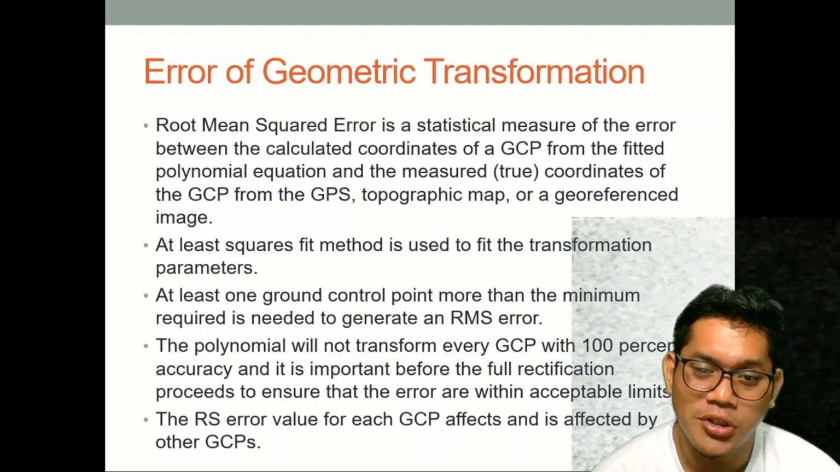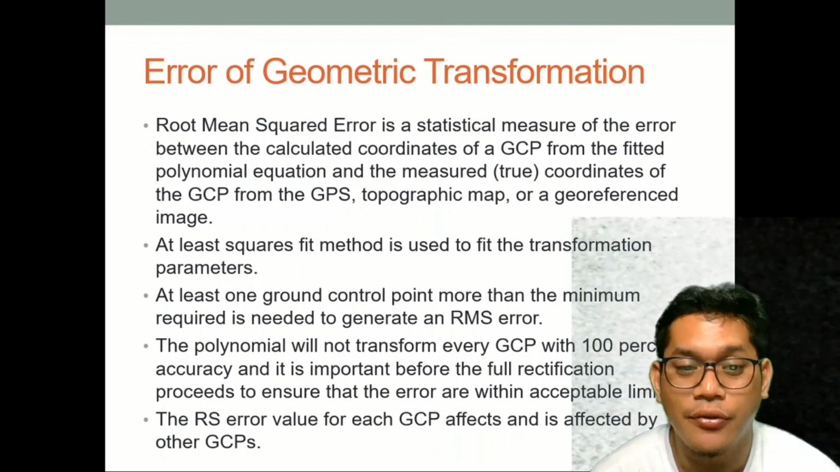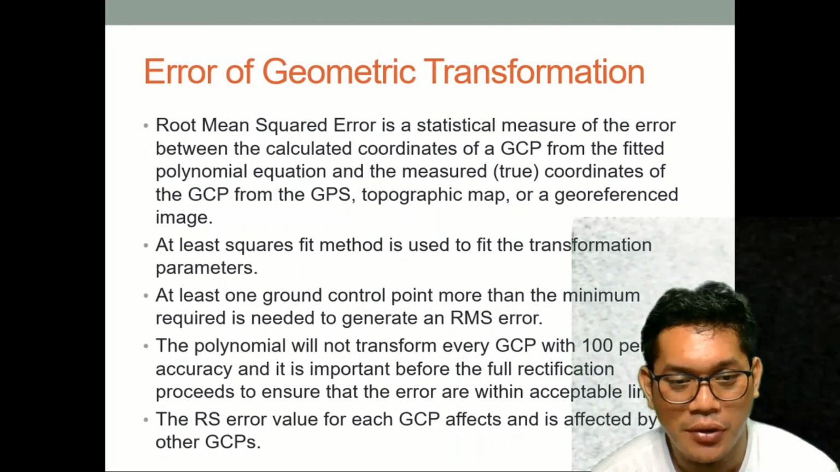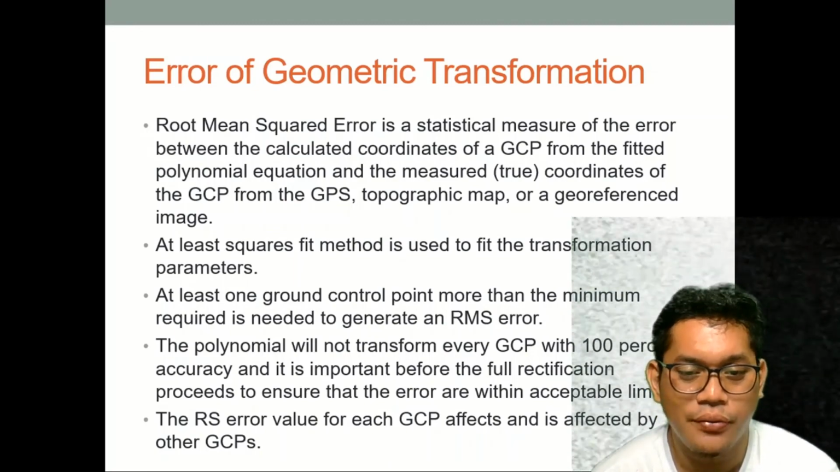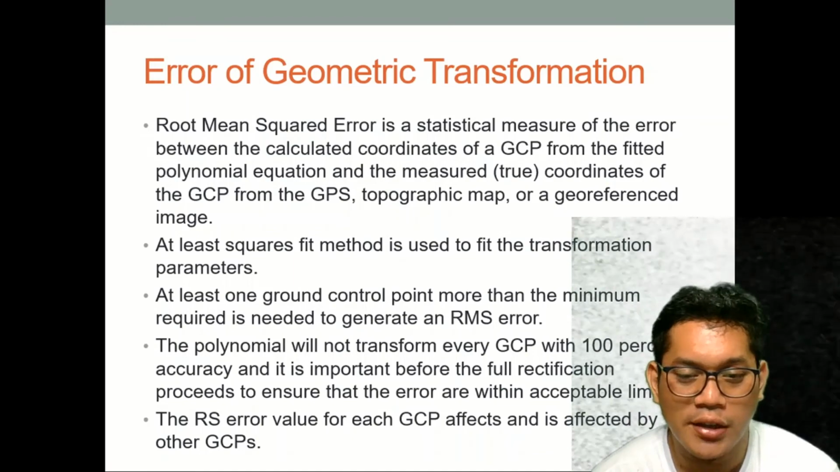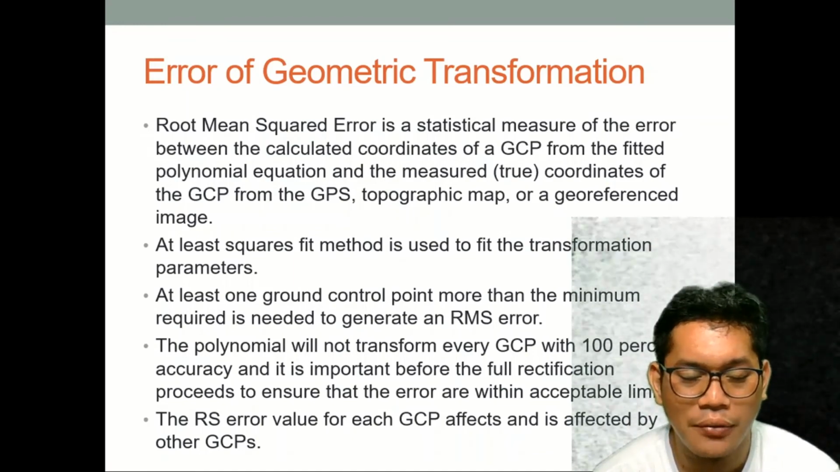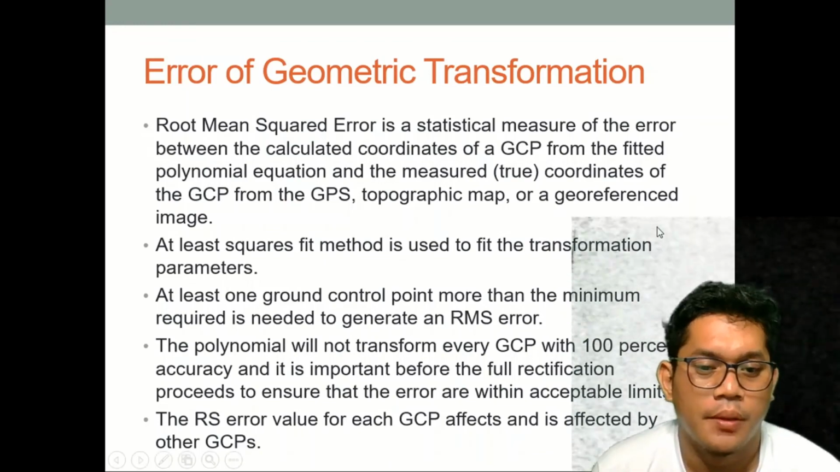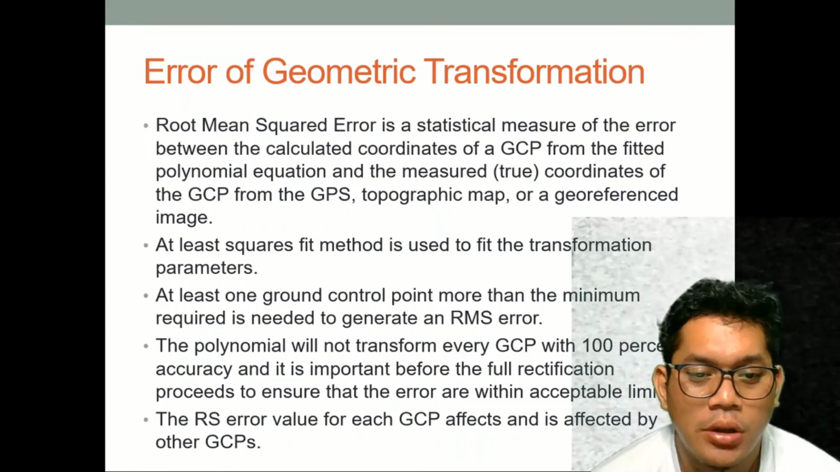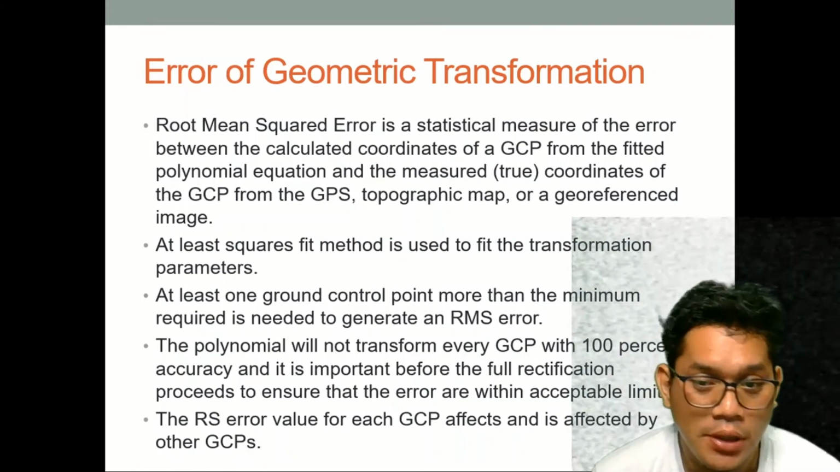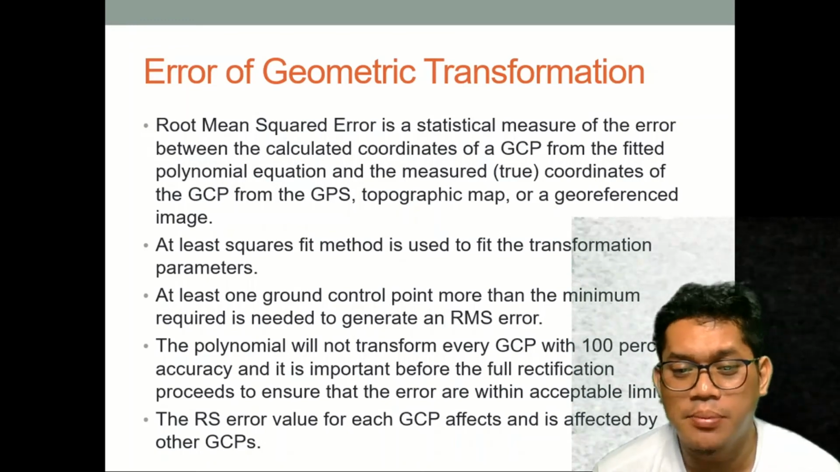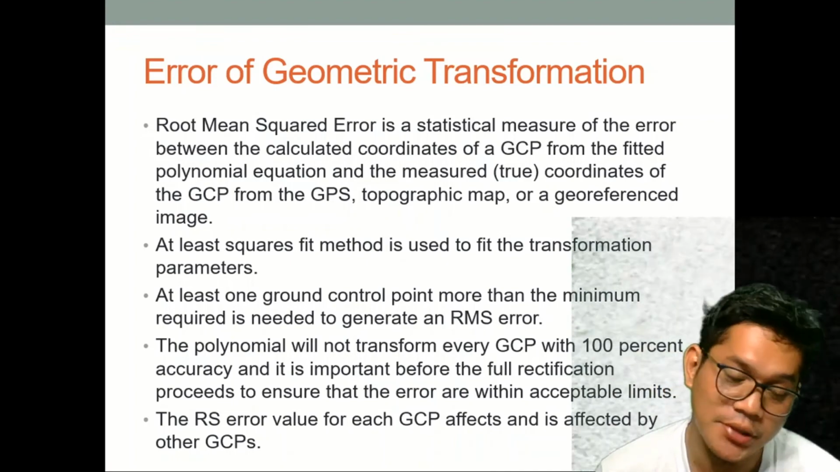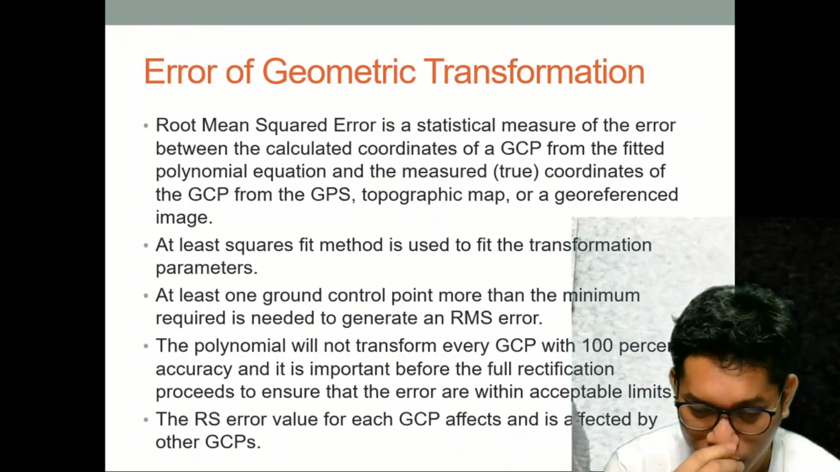You need at least one ground control point more than the minimum. Minimum is 3. You must have 4 to generate a root mean square error. The polynomial will not transform every GCP to be 100% accurate. And it's important before the full rectification to ensure the errors are within the acceptable limits. We don't want to have too much error, but having a decimal number is good enough. So the polynomial will not transform every GCP with 100% accuracy, and before the full rectification proceeds, ensure that the errors are within the acceptable limits. So there are limits, we don't want to go beyond the limits.